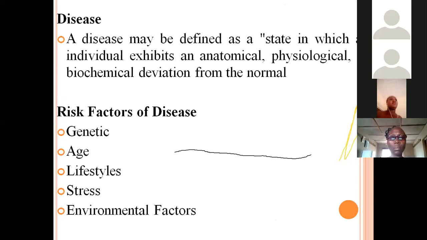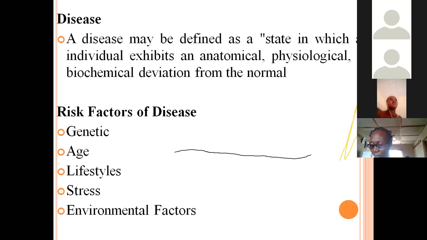So we stopped at disease. And we said disease can be defined as a state in which an individual exhibits anatomical, physiological, biochemical deviation from normal. So it's an abnormal state. And what are the risk factors of disease?